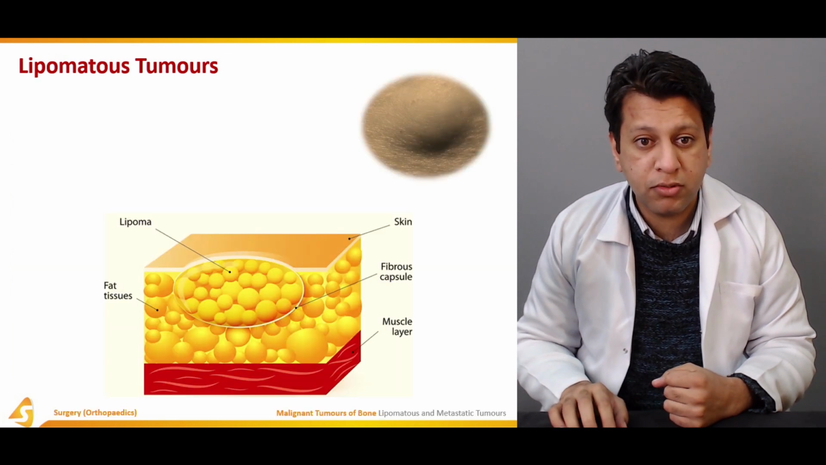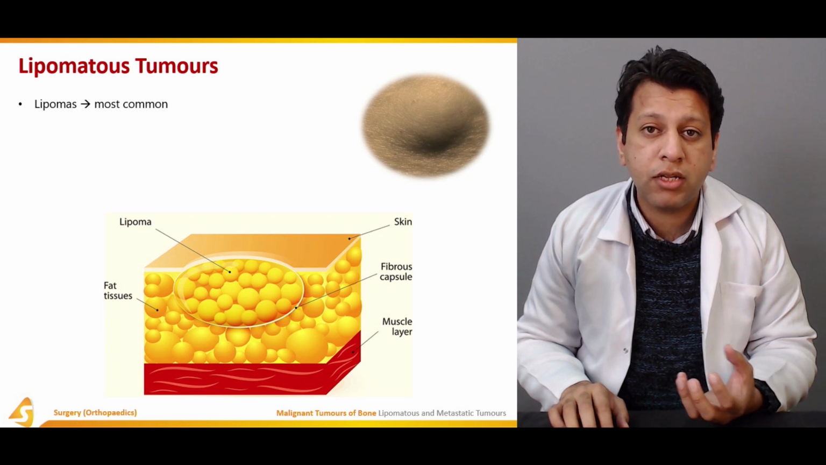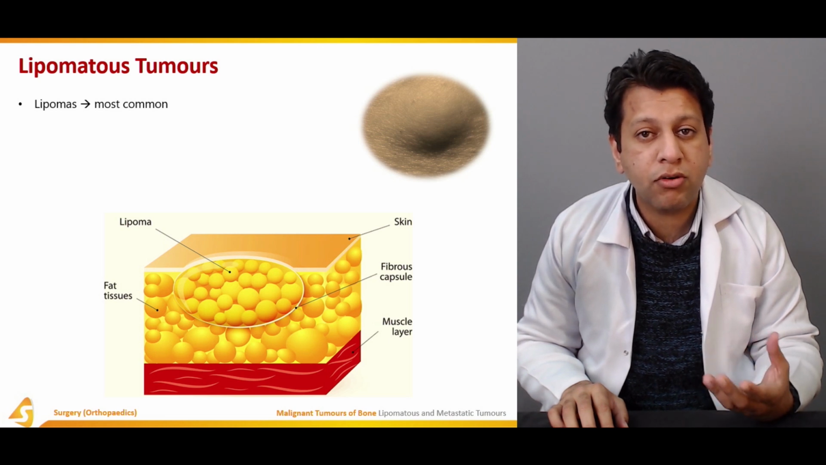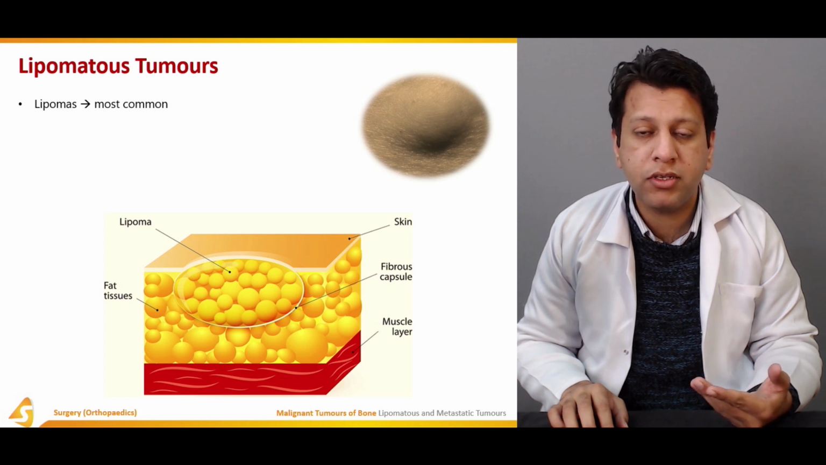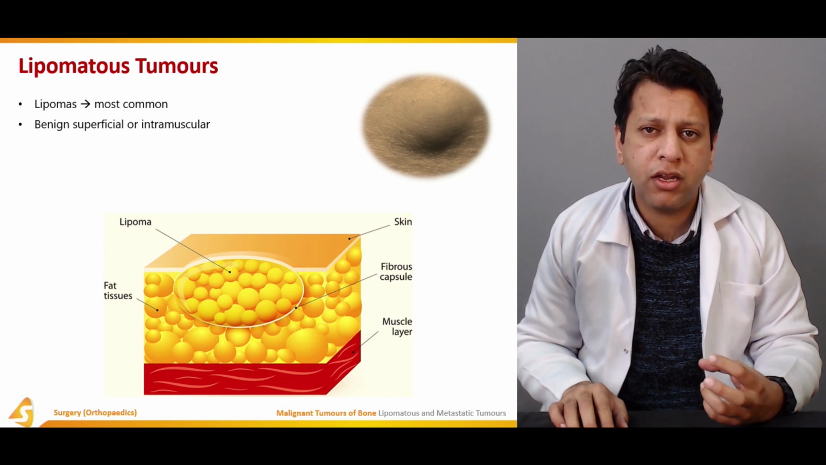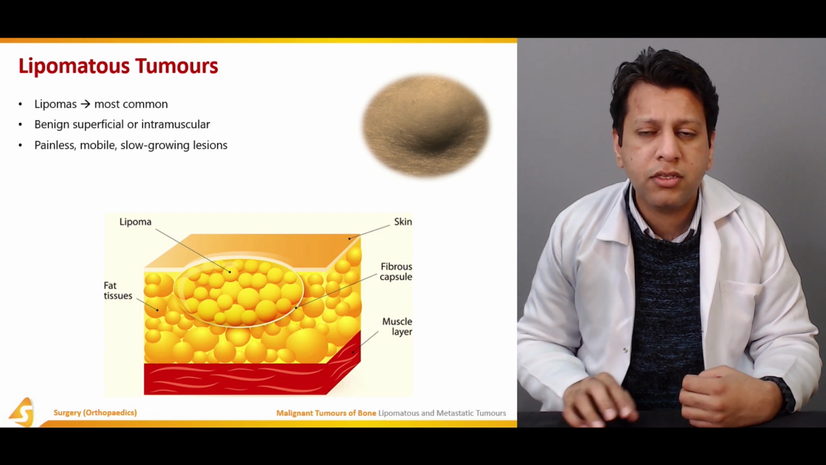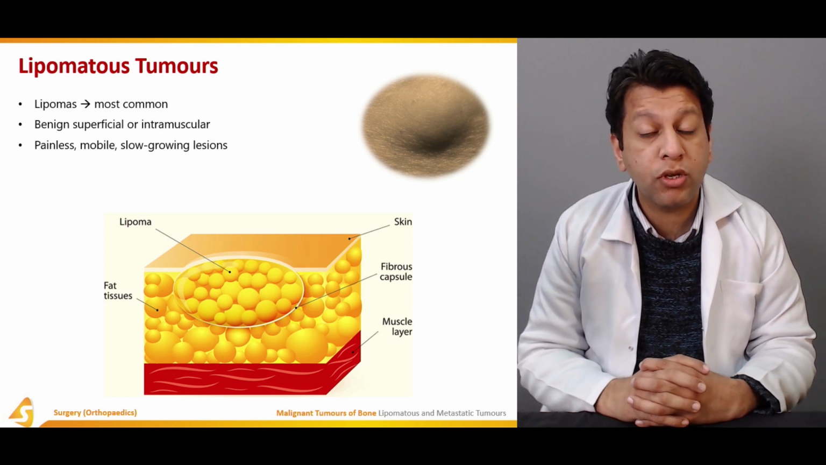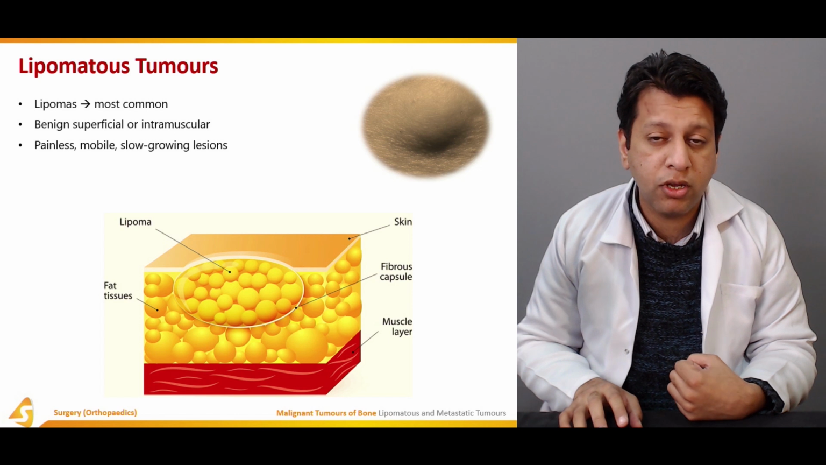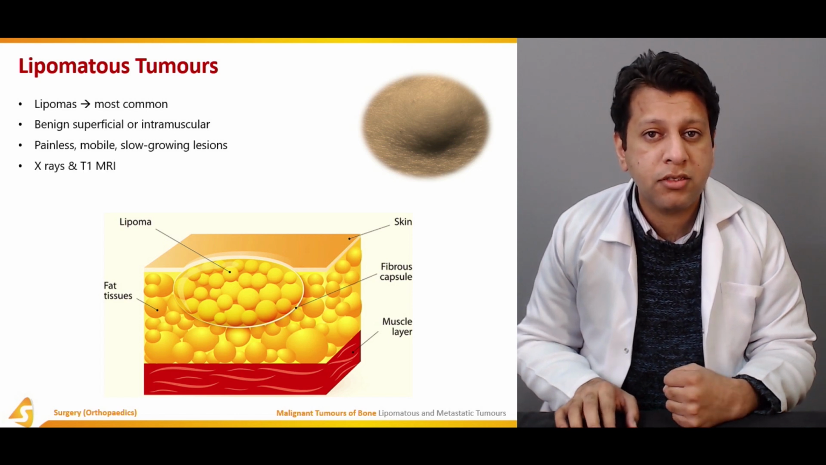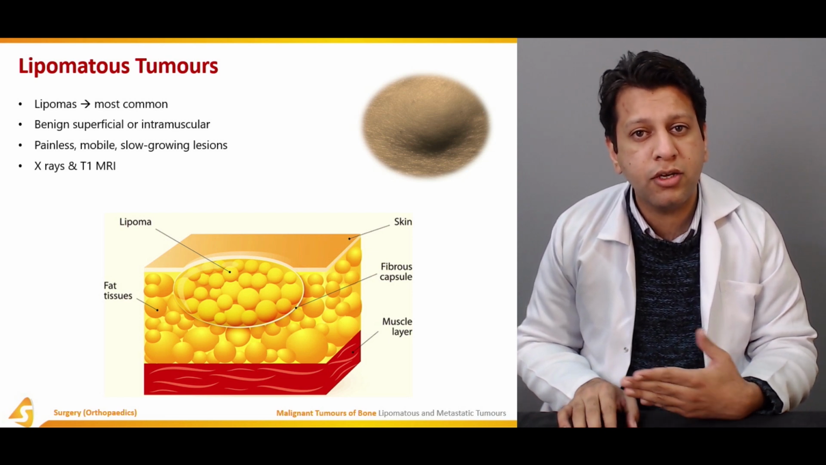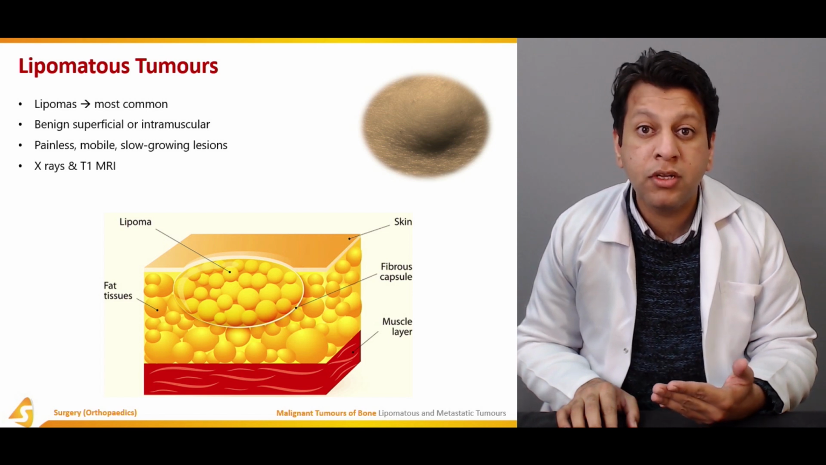So what are lipomatous tumors? As we know, the body contains adipose tissue, which is formed of fat cells, and the benign variety of this is called lipomas. They are usually benign and superficial. They are rarely intramuscular but can be. Classically, they present as painless, mobile, slow-growing lesions, especially over areas such as the scapula and shoulder area. On X-rays, they usually appear completely extraosseous, with no involvement of the bone, and are usually not attached in any form to the capsule as well.